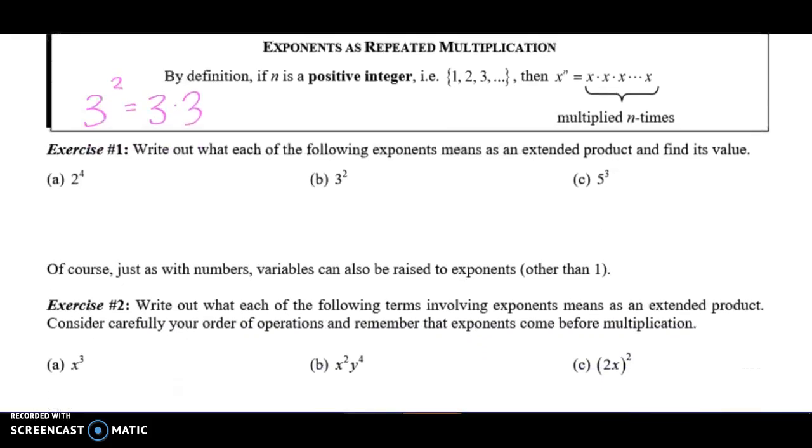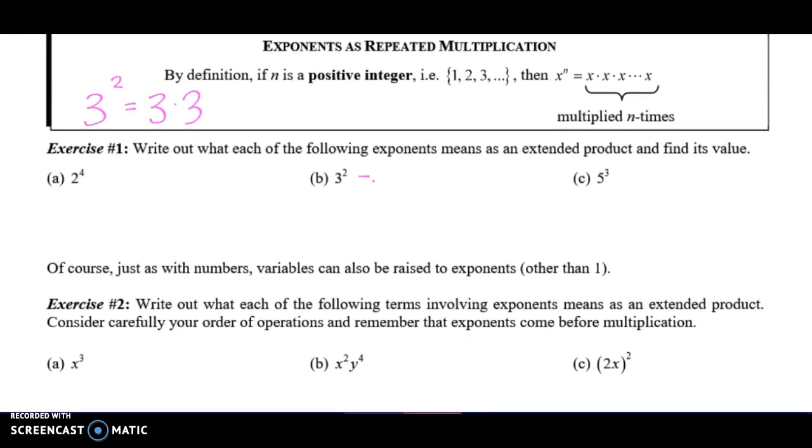So that's our first set of exercises. I've already done this one for you. It is meant for you to write it out. What is it actually showing you? 2 to the 4th means 2 times itself, a total of 4 times. 5 cubed means 5 times itself, a total of 3 times.